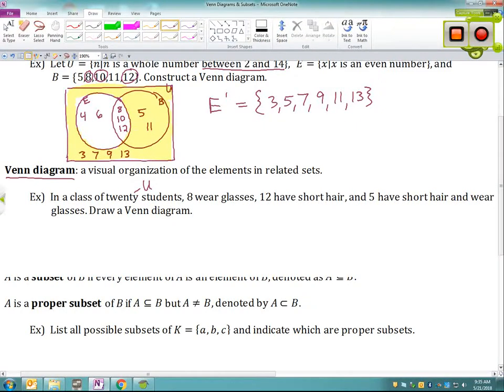Now here it doesn't give me a list of students. So this Venn diagram is very similar to the previous one, but it's going to be slightly different in that instead of placing the elements, like a list of the students' names, inside the bubbles, I'm going to need to just use the numbers of those sets. And if you remember, the number of elements in a set is considered the cardinality.